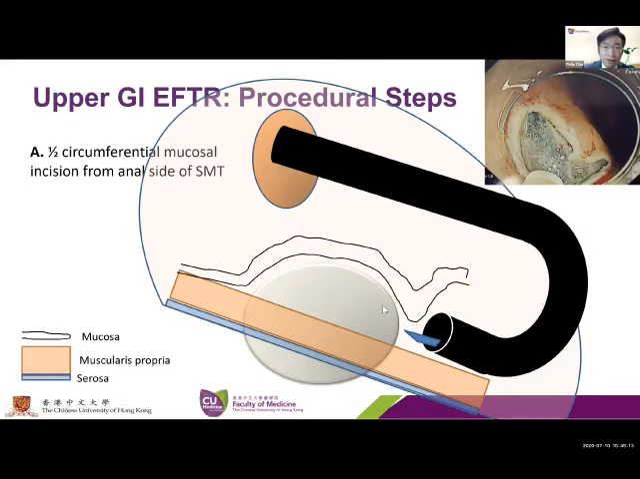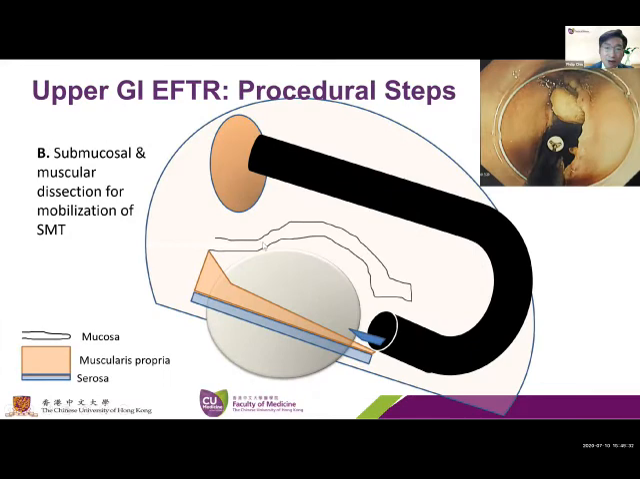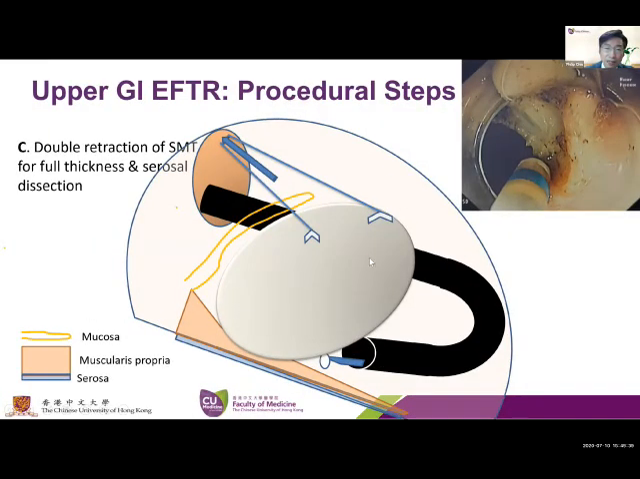So just to illustrate the procedure step for gastric EFTR. First, usually the location of the tumor is at the cardia or proximal body for GIST. Firstly, the scope will be placed in a retroflex position. We open up the inferior edge of the mucosa, and afterwards we dissect around the tumor, with a submucosal muscular dissection for mobilization. Afterwards, we have to apply some retraction device like a clip and dental floss or suture, so that the tumor will be retrieved to the inside of the gastric lumen.